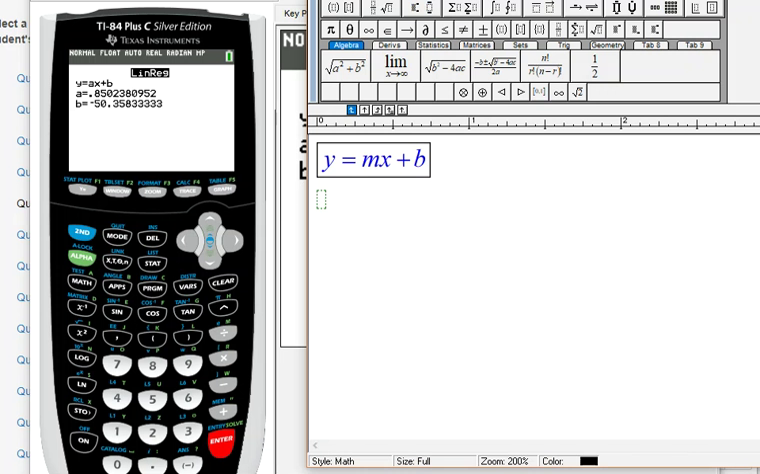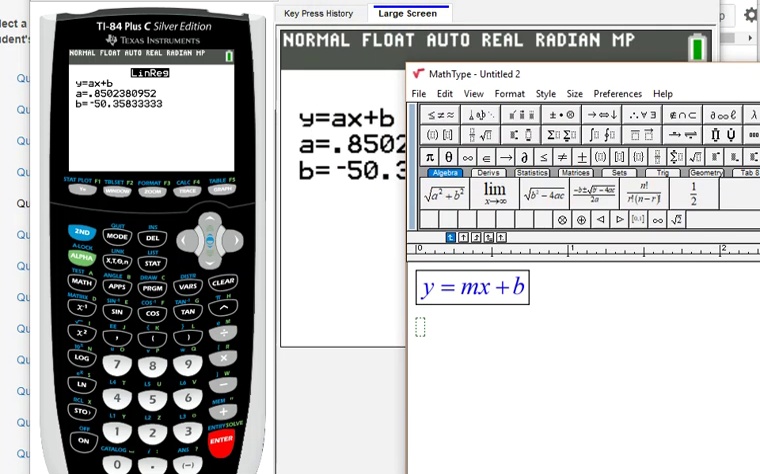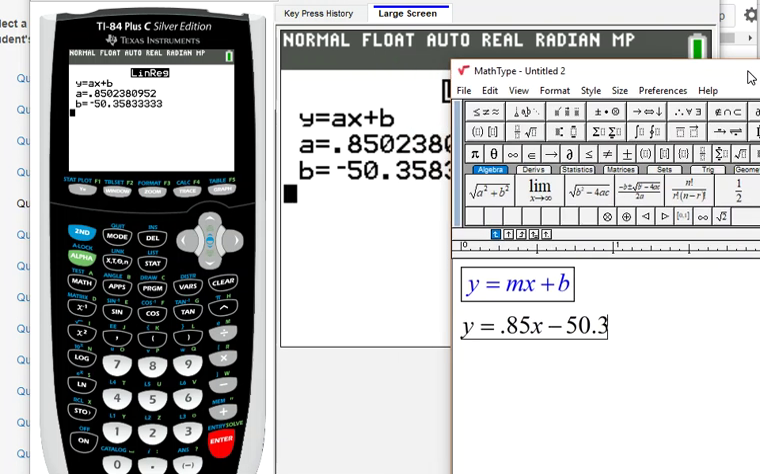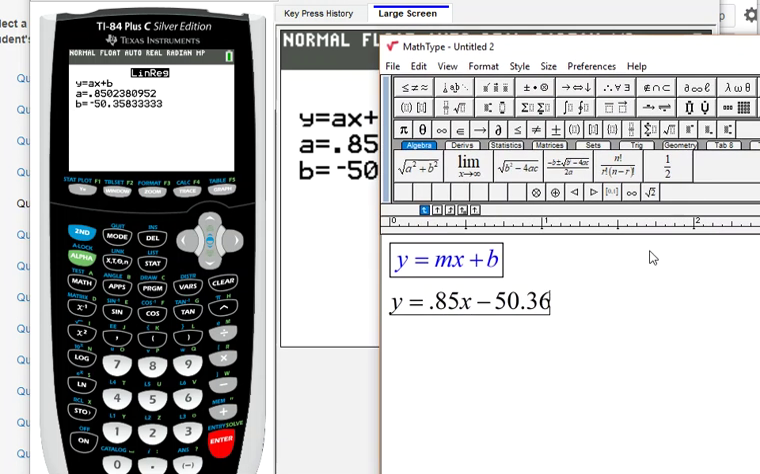I'm going to write that down over here. This model would be y equals 0.85x minus 50.36. Okay, so that is the true linear regression model for this data.